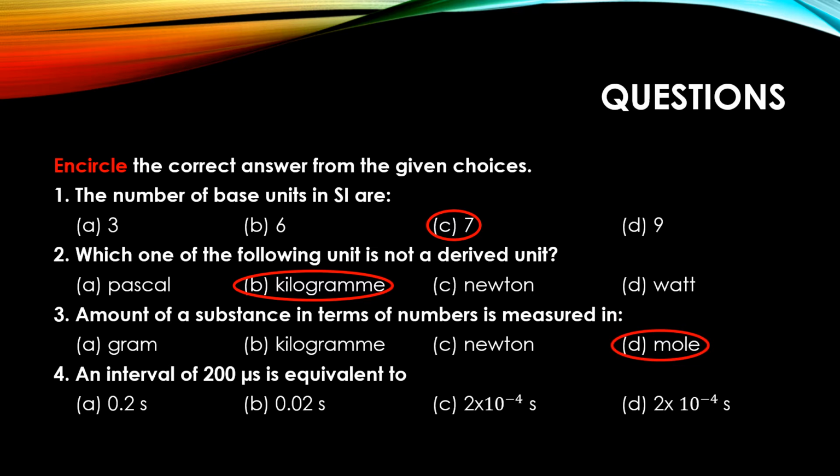Question number 4 is, an interval of 200 microsecond is equivalent to, option A is 0.2 seconds, option B 0.02 seconds, option C 2 multiplied by 10 raised to the power 4 seconds, and option D 2 into 10 raised to the power minus 4 seconds. Micro means 10 raised to the power 6, and if you write 200 in standard form, it will turn into option C, 2 into 10 raised to the power minus 4 seconds.